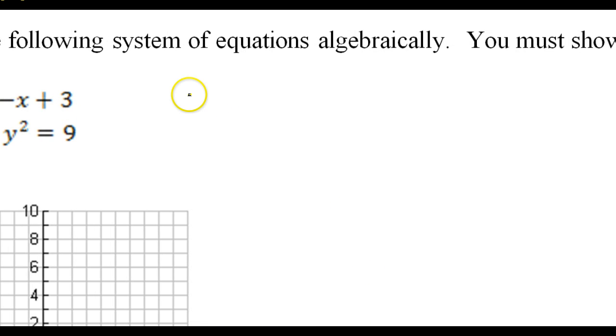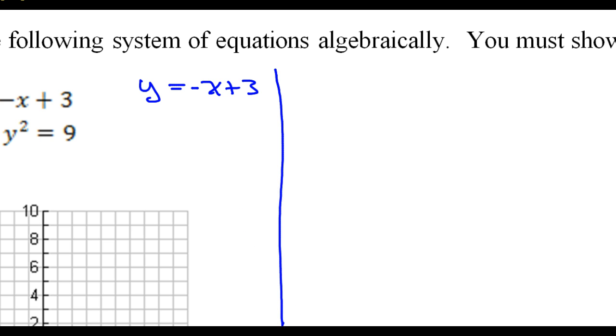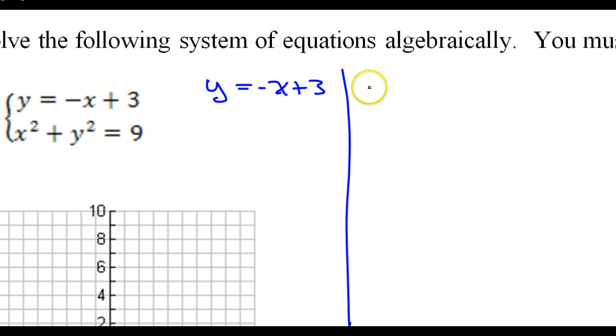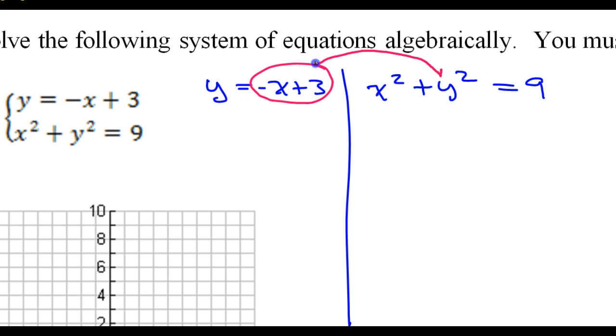So I like to look at it this way. We have these 2 equations. We have y equals negative x plus 3, that's one equation. And then side by side with that, I've got x squared plus y squared is equal to 9. So substitution works like this. Since y equals this, I can take this expression and put it in for y if I want to. So that's going to give me the following.